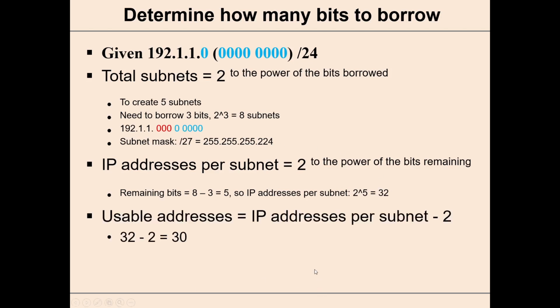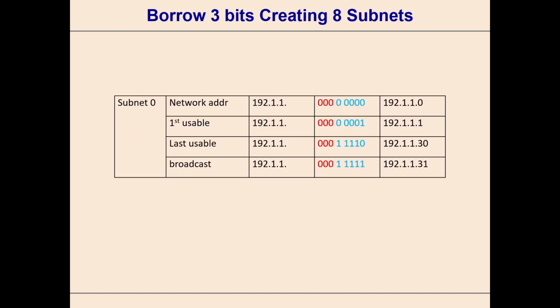We must reserve the first IP as the network address for each subnet, and the last IP as the broadcast. So the actual usable IP addresses are 32 minus 2, 30 usable IPs. The first IP in each subnet is the network address, and the last IP address in each subnet is the broadcast address. Those 2 special IP addresses must be reserved. They are not usable.